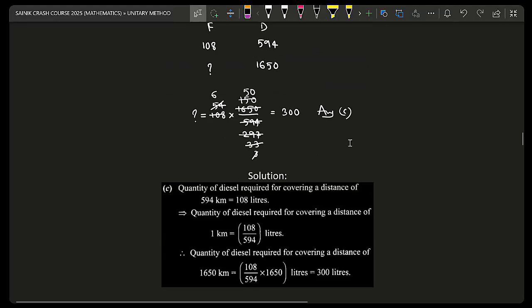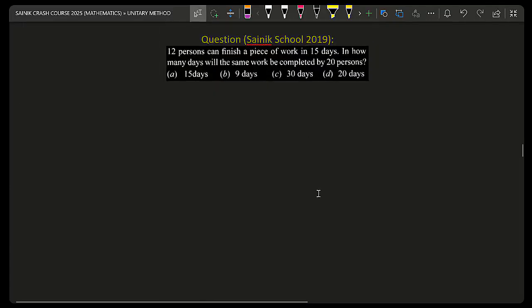And one more question you do from maths. After that we'll start English today. One more question. So this question came in the 2019 exam. 12 persons can finish a piece of work in 15 days. In how many days will the same work be completed by 20 persons? Direct question. So similar to the one question we solved today only.